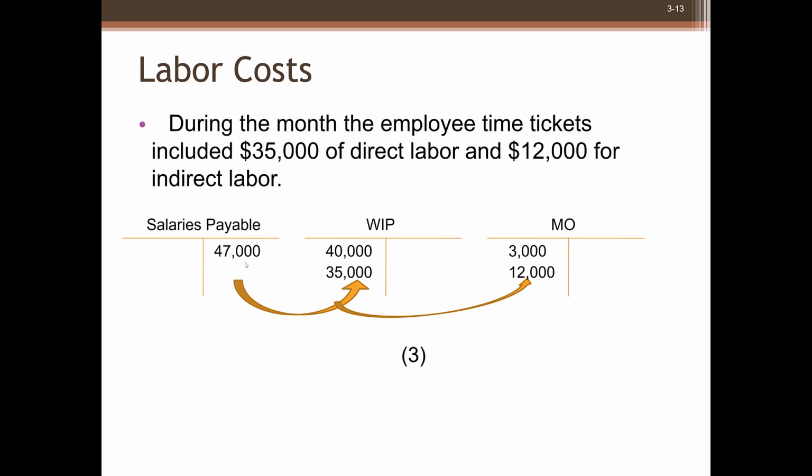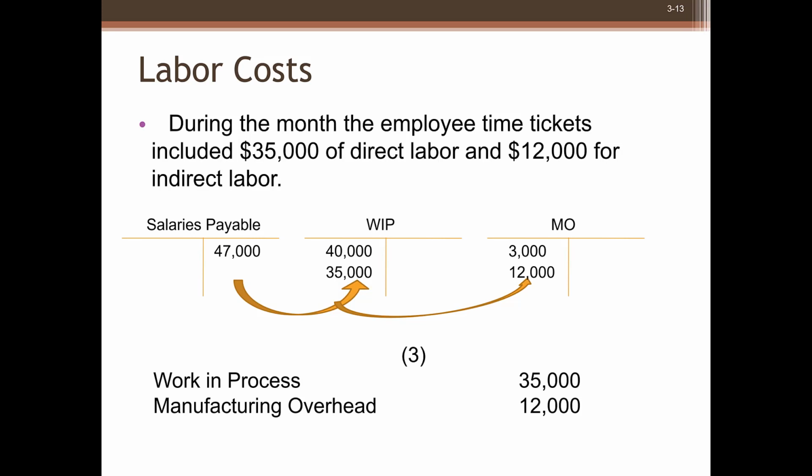The journal entry here, we debit work in process 35,000, manufacturing overhead 12,000, and we credit salaries payable for a total of 47,000.